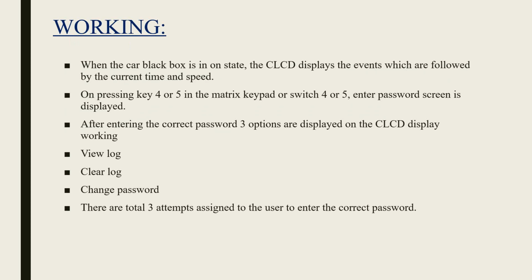Now we discuss the working principle of the car black box. When the car black box is in the on state, the CLCD displays the events followed by the current time and speed. On pressing key 4 or 5 on the matrix keypad or switch 4 or 5, the enter password screen is displayed. After entering the correct password, three options are displayed on the LCD display: view log, clear log, change password.